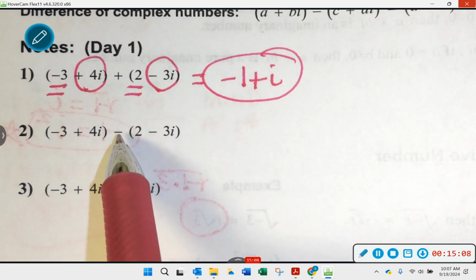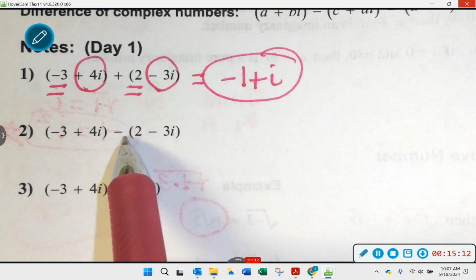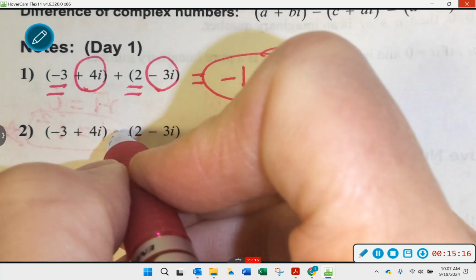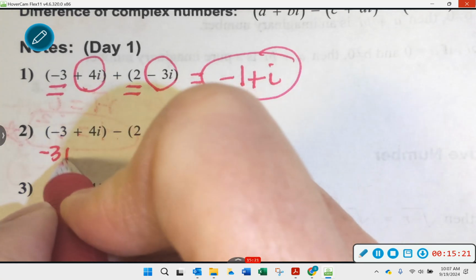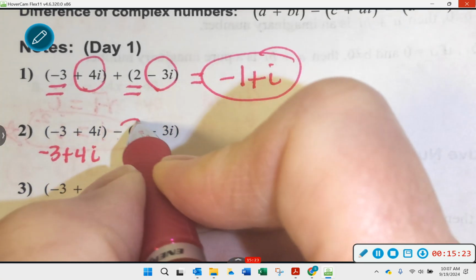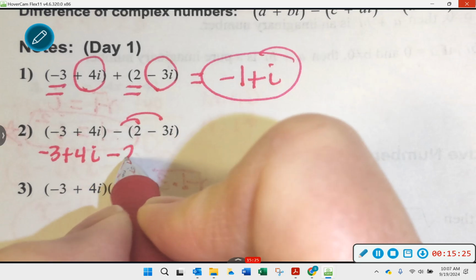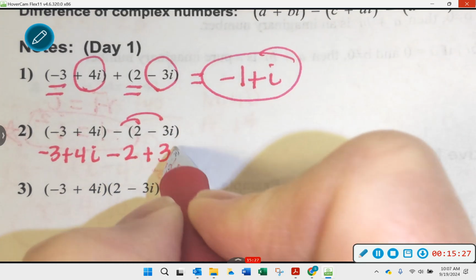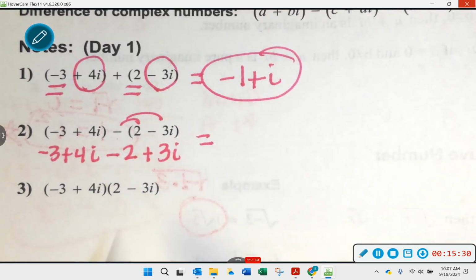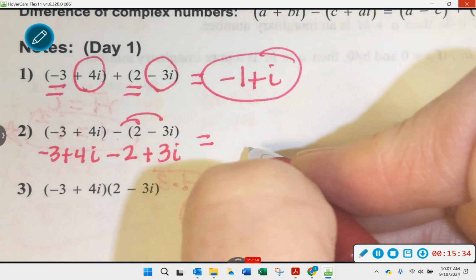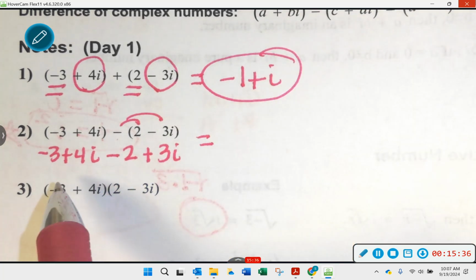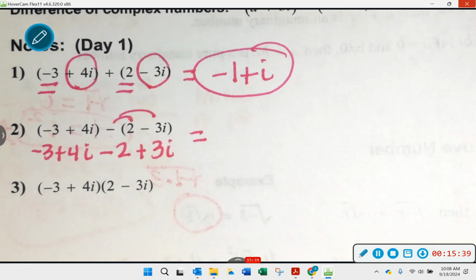Here we are subtracting. What do you have to do when you're subtracting? Distribute the negative. I personally like, when I have subtraction, to keep the first one the same, and then I distribute this through. So it's going to become -2 and plus 3i. And now combine your like terms. Junior, can you tell me? I cannot. Yes, you can. I cannot. I'm very bad at it. Oh, okay, recover.